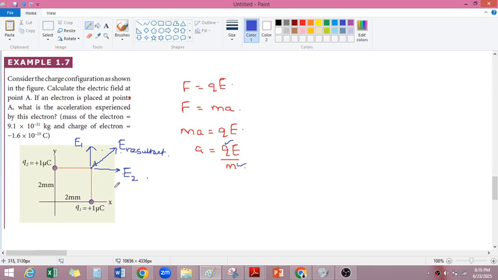So you know how to find E1 because the distance is given. So E1 is equal to KQ by R squared. Correct? K is 9 into 10 power 9.